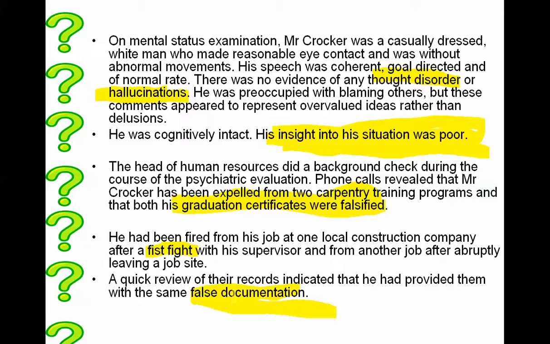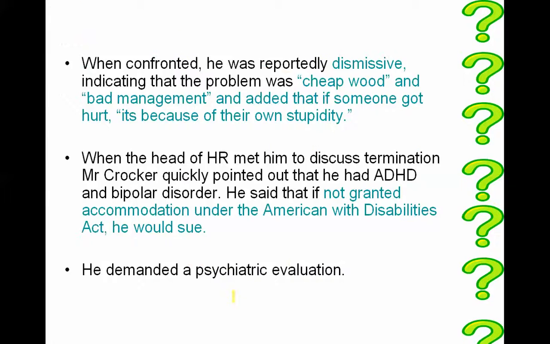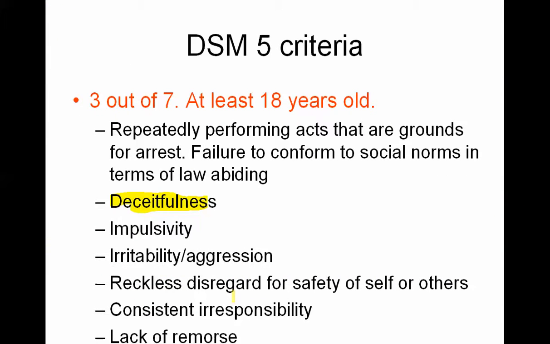So here, Ike Crocker seems to have met pretty much all the criteria for antisocial personality disorder, in a form of repeatedly performing acts that are grounds for arrest. Yes, he's committed crimes, like stealing, like hitting his wife, and all these things. Deceitfulness in the form of using false documents. Impulsivity in his actions, in his job. He goes into fistfights, and he just leaves his job abruptly. So this is a sign of impulsivity.